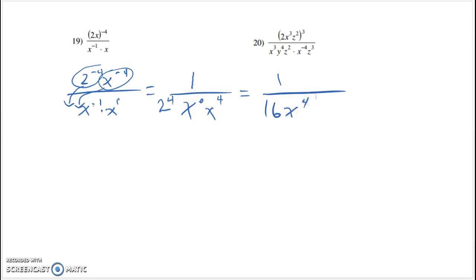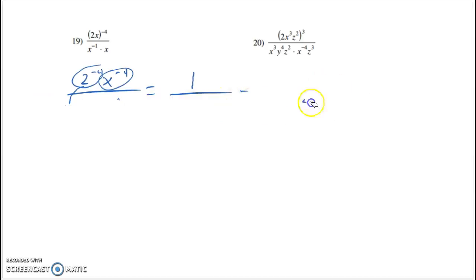Okay, that one got a little lengthy, and this one's going to be even lengthier, so I'm going to erase it. So please take note of the answer. Pause it maybe. Okay, that's gone. So let's go ahead and do number 20.